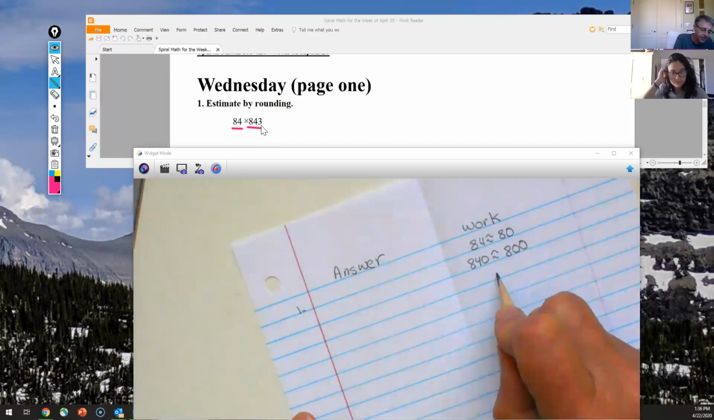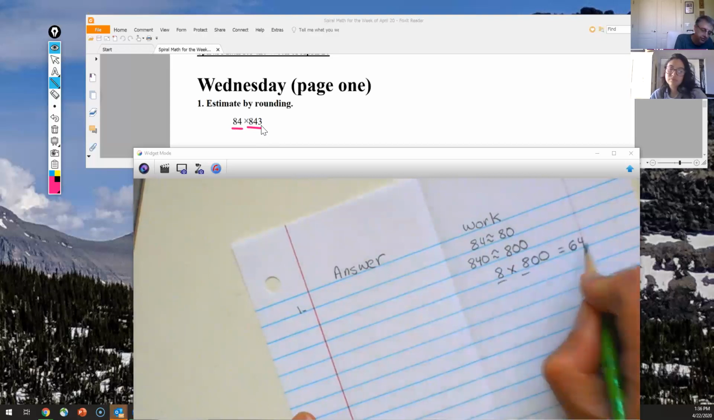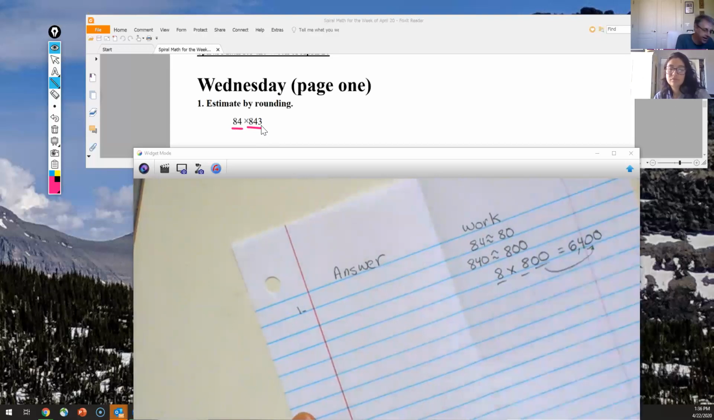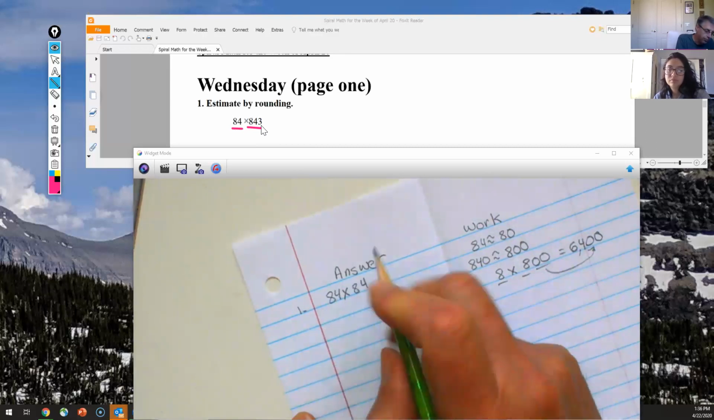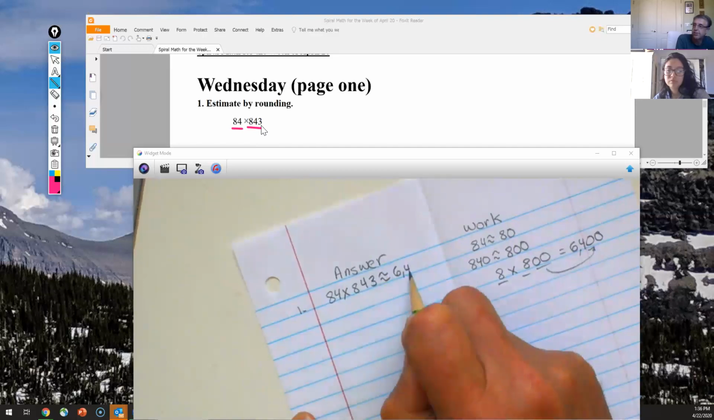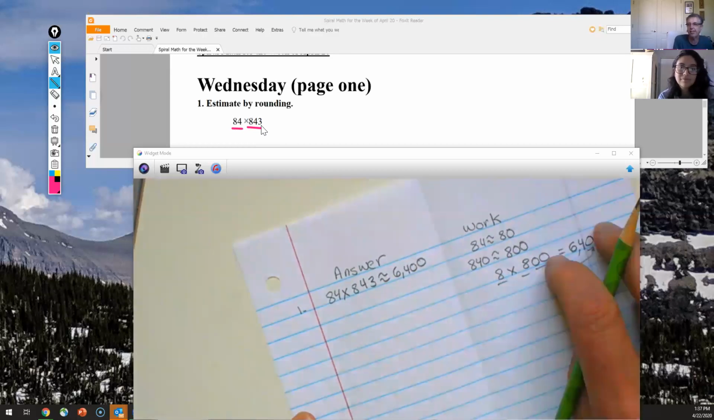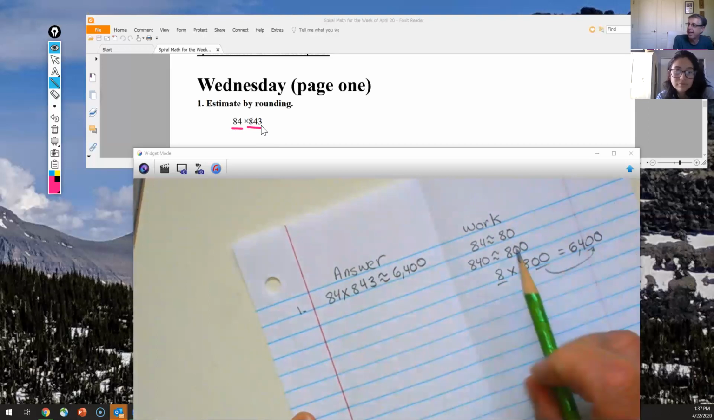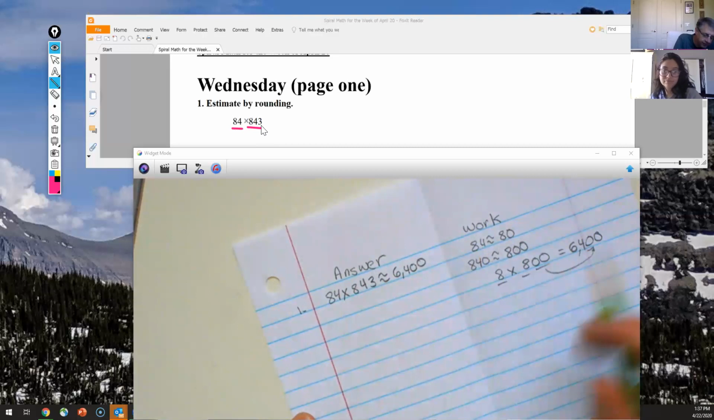What I could do is take 8 times 800, and I know that's 64, and I just added my two zeros, and I get 6,400. I'm going to write that as estimating like this: 84 times 843, wavy equal sign, 6,400. So it's about 6,400. If you did go 840 times 80, or, oh no, I made a copy error. I just looked at this. I realized that I took 8 times 800. It should have been 80 times 800.